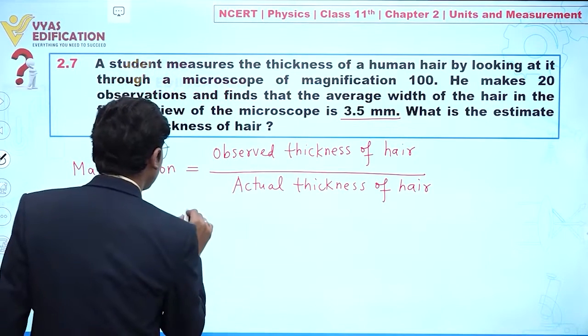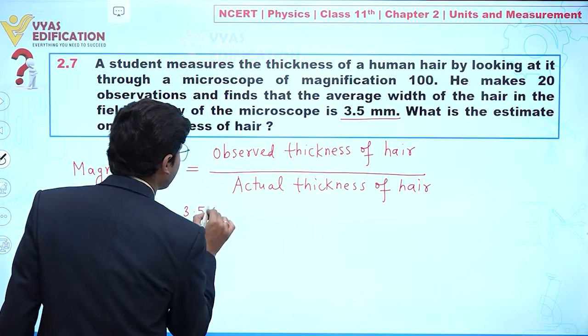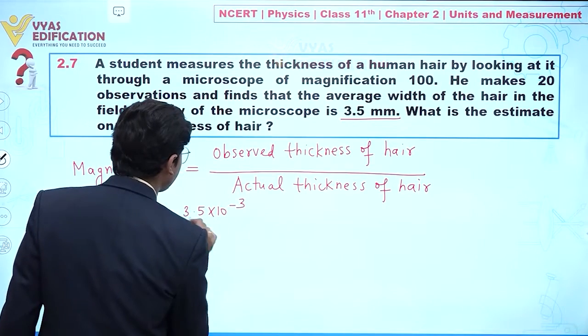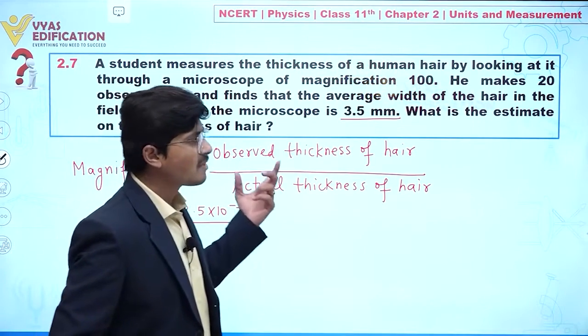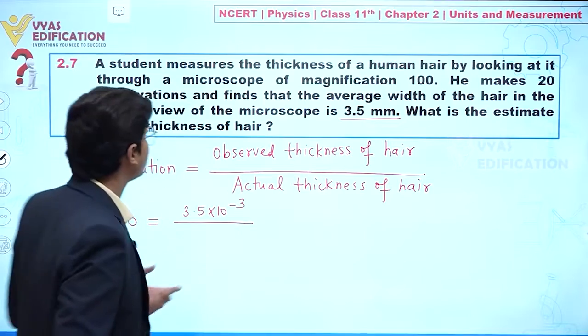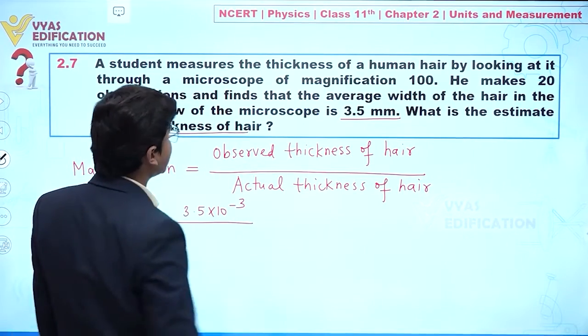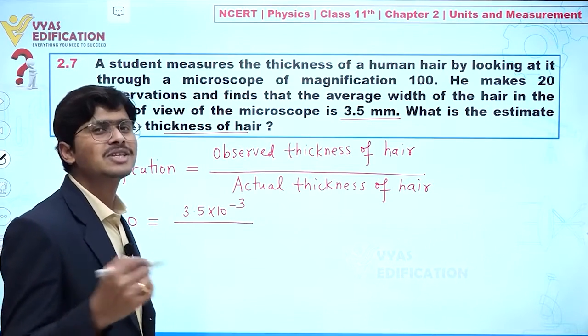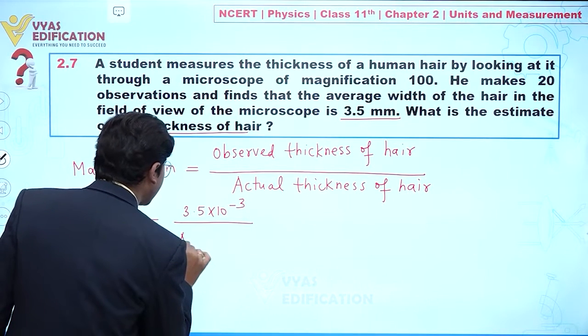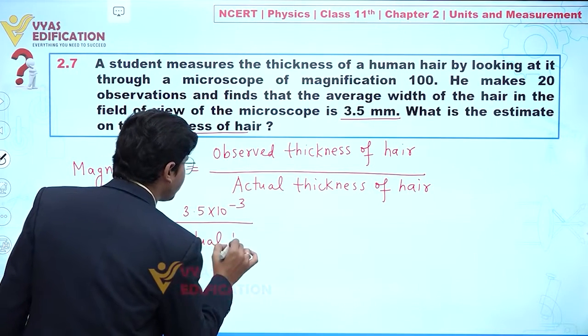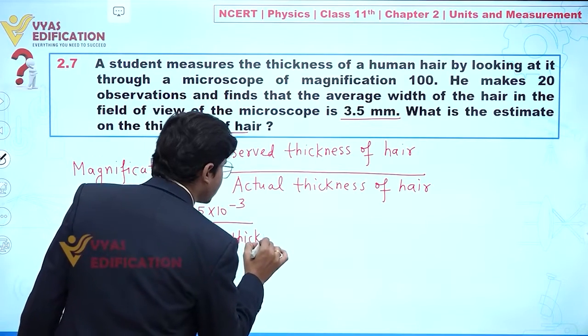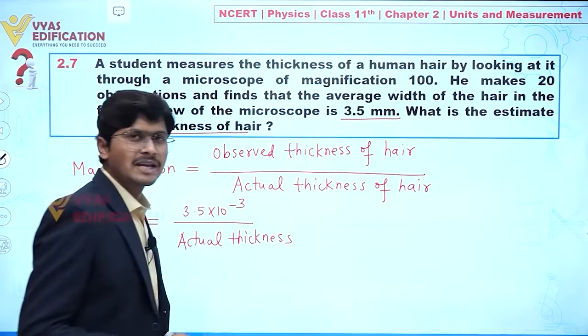Clear? So from here we can say this is 3.5 mm. So we can say this is in meter and divided by. Now our objective in this question is to estimate the thickness, it means the actual thickness of the hair. So I can write like this, this is the actual thickness. So how can we calculate this value?